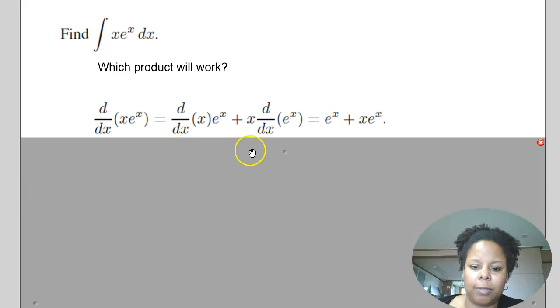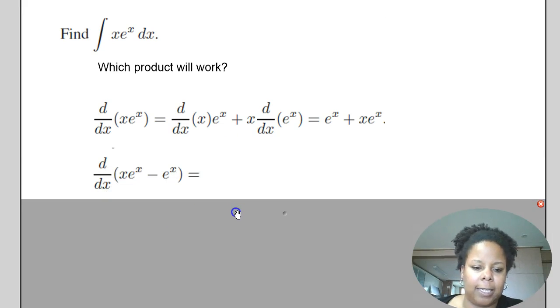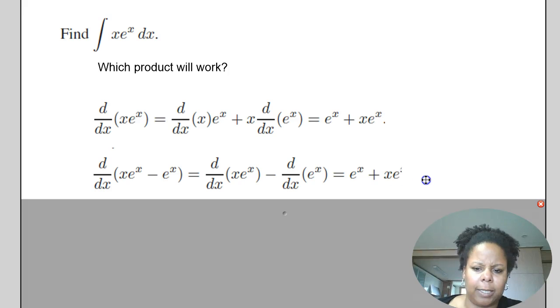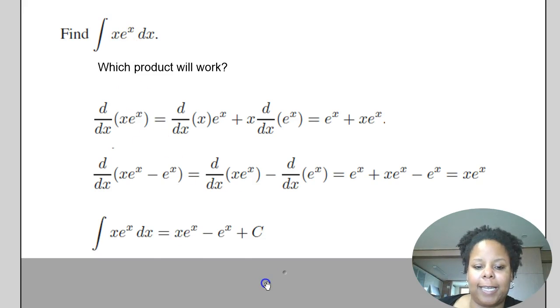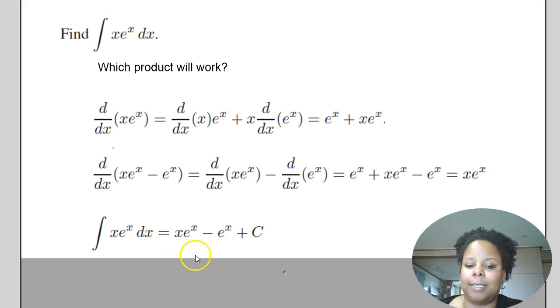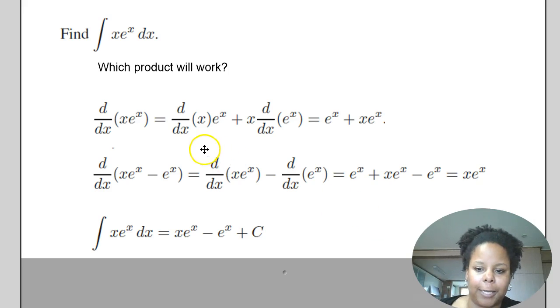So here's an idea. Let's differentiate the term x e to the x minus e to the x. So we get the same as before, but then we end up with x e to the x, okay? Which is exactly what we want. So we just happened to look up on the idea and ended up with the correct answer, so that we can say that the antiderivative of x e to the x is equal to x times e to the x minus e to the x plus c.